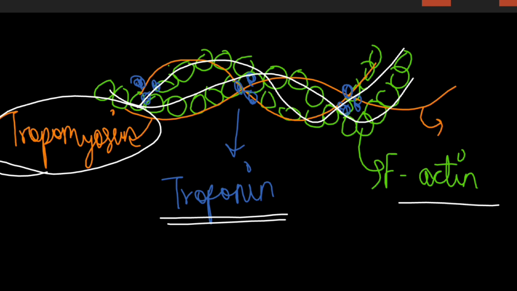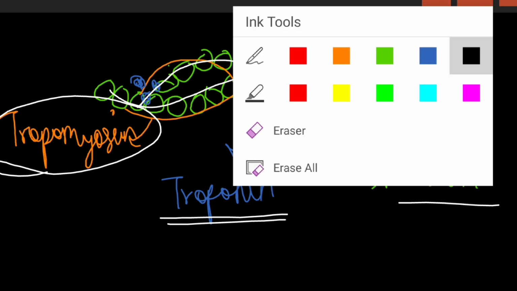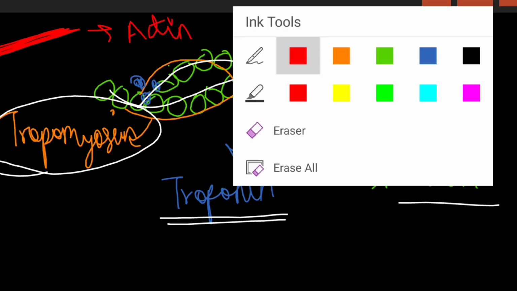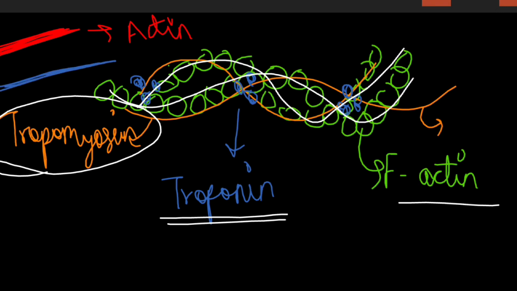So what happens during the resting state? During the resting state, a subunit of the troponin masks active binding sites for the myosin on the actin filament. So let's see how this happens. This is actin, okay, actin, and this is a myosin.